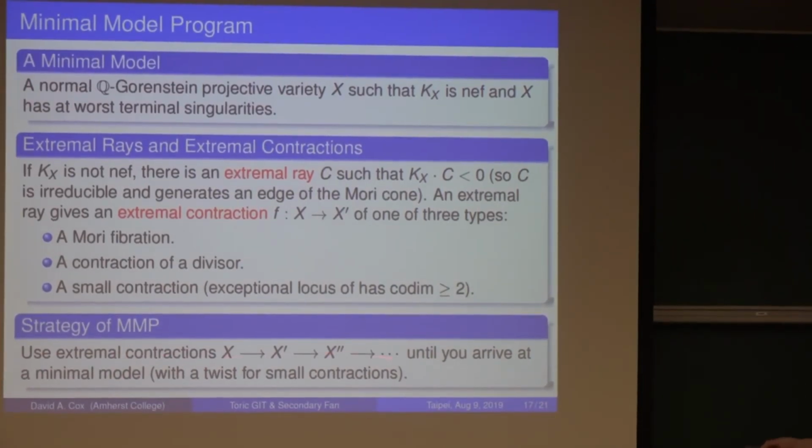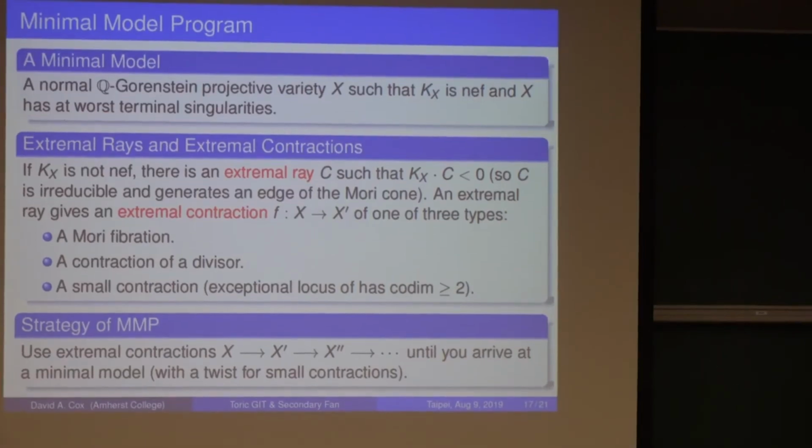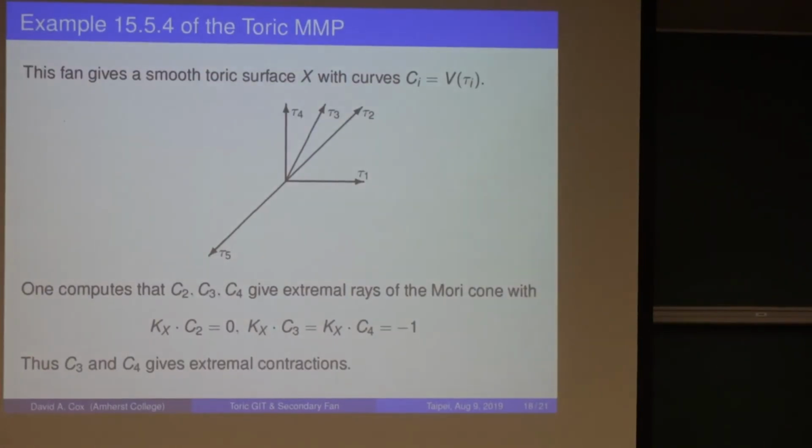Now the twist is that I lied outrageously, because small contractions actually leave the category of varieties we want to be in. So when you do a small contraction, we're going to need to do something different, because basically with small contractions, the image space will violate the terminal singularity restrictions. So let's do an example.